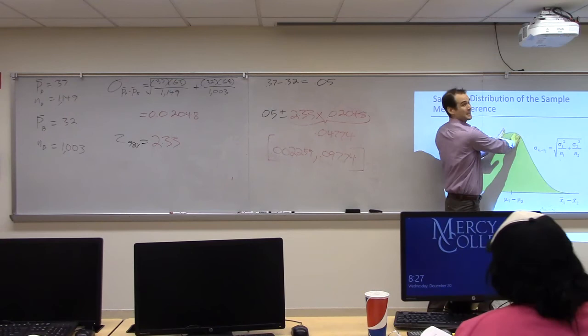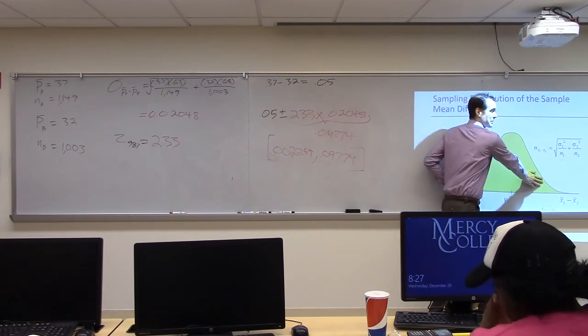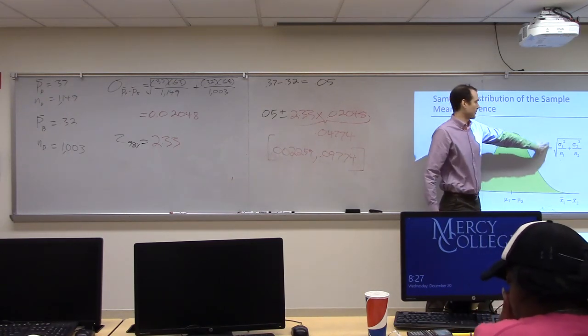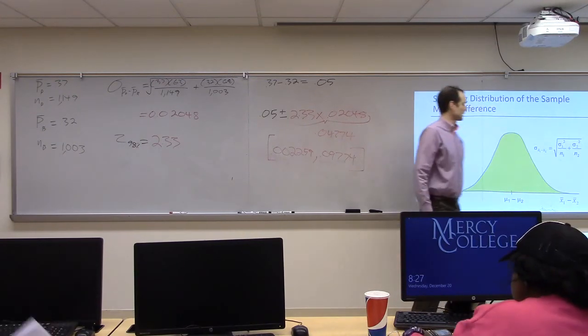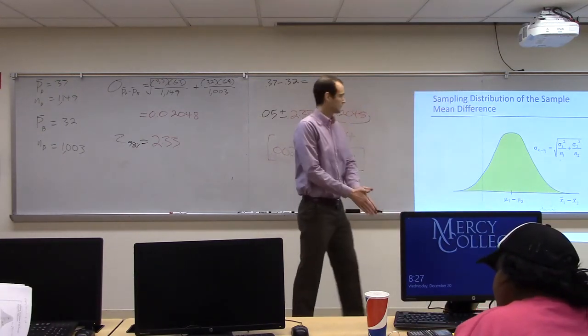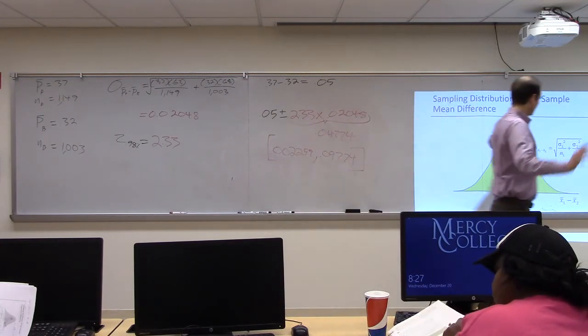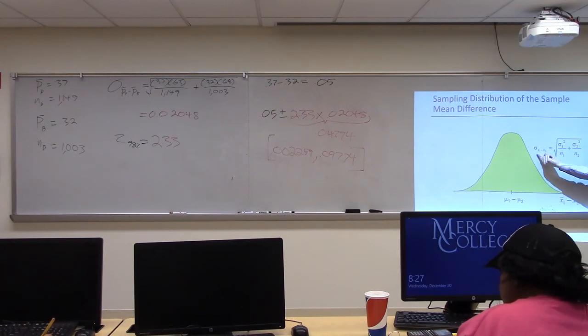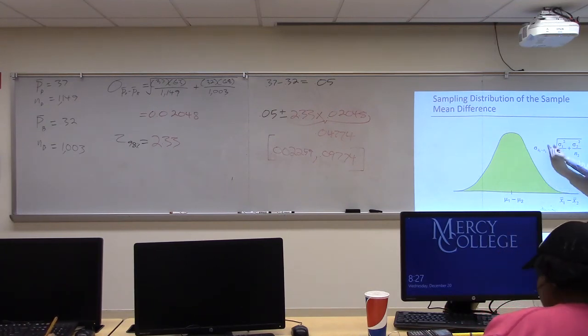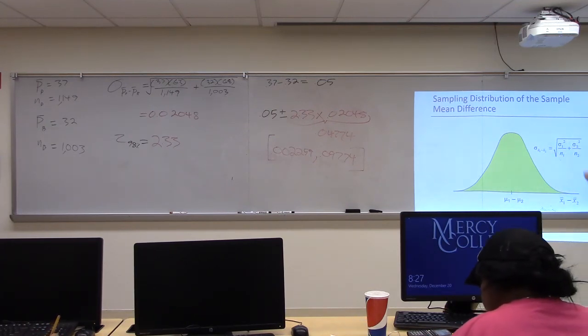Now, there is some deviation. Sometimes you're going to be a little high, sometimes you're going to be a little low. Speaking of deviation, tell me what this is. Just read that to me, I'll explain this part. Standard deviation of the sampling distribution of the sample mean difference. Fantastic. This is the standard deviation of the sampling distribution of the sample mean difference, also known as standard error.